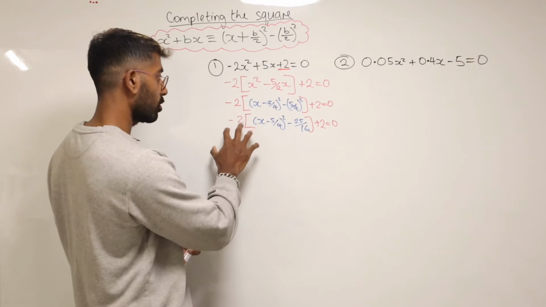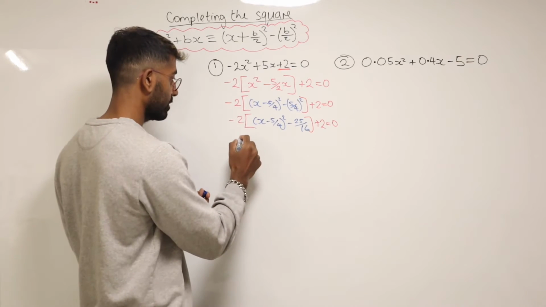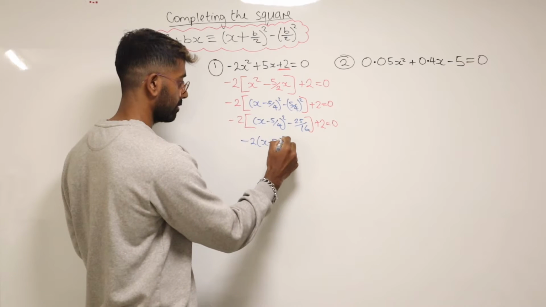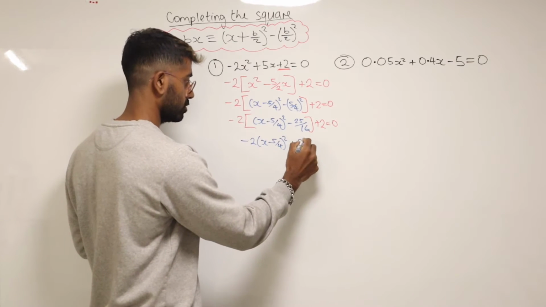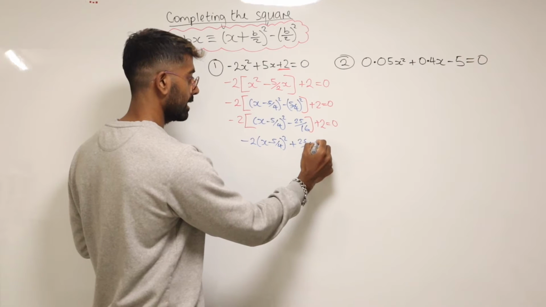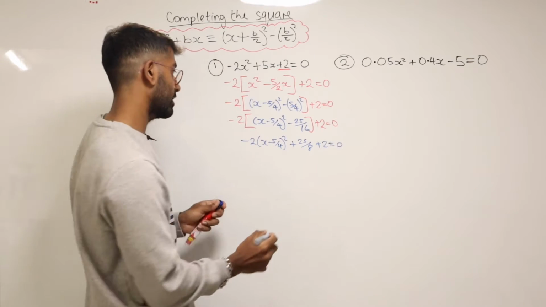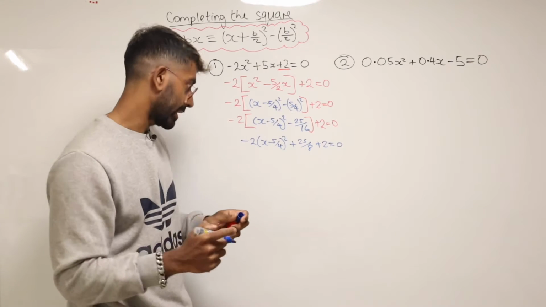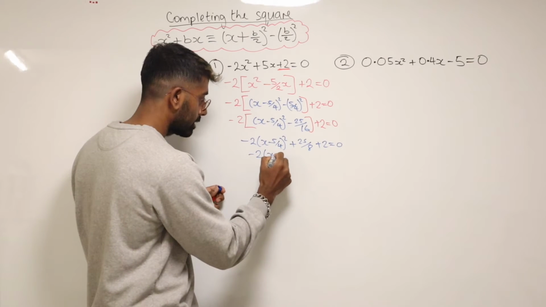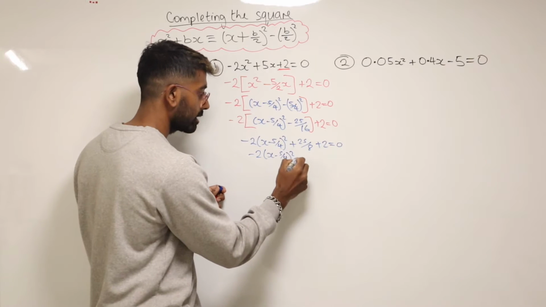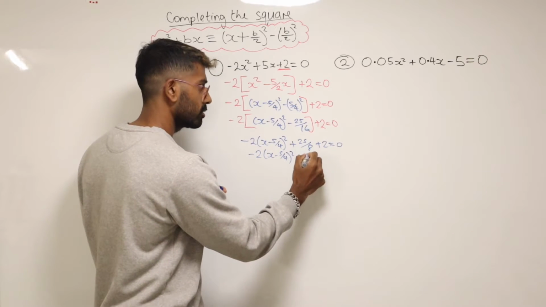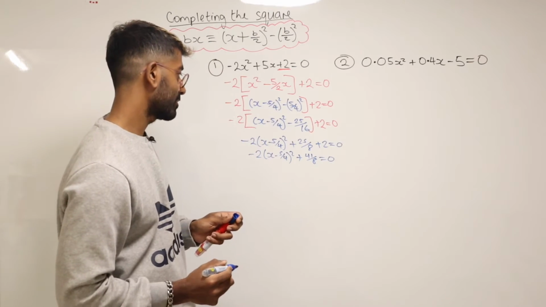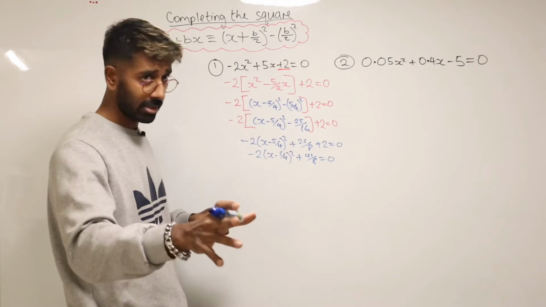Okay, now we need to open this bracket up. So we'll have minus 2 lots of that bracket plus 25 over 8 and then plus 2 on the outside. So we're almost done completing the square. We just got to collect these two bits together. So we'll have minus 2 x minus 5 over 4 all squared plus 41, I think, over 8 equals 0. Okay, hopefully that's good. Just double check it though.